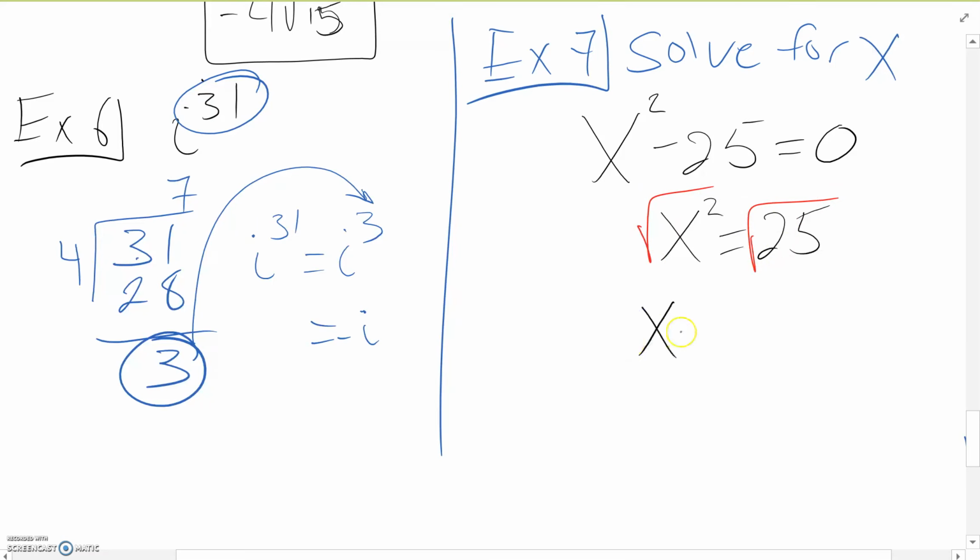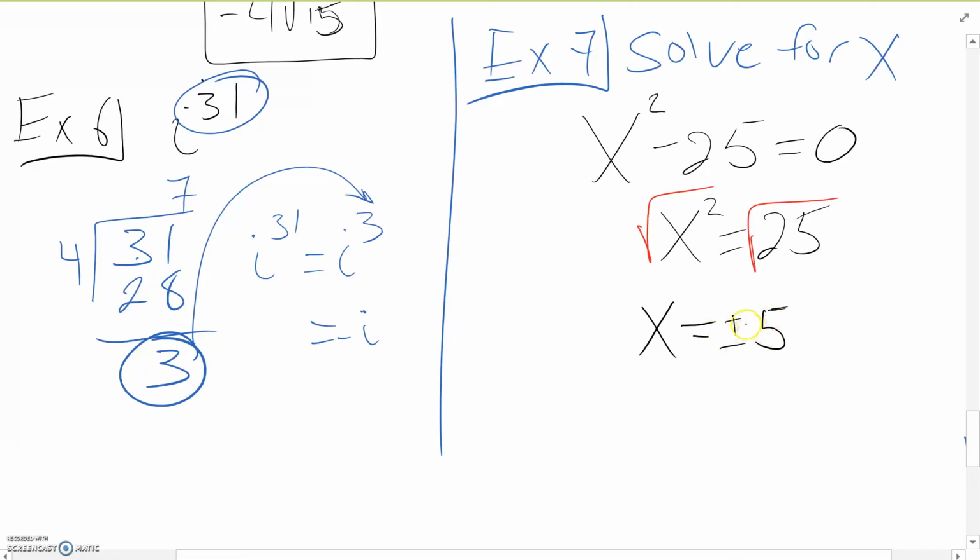And we end up with x equals, and a lot of you are going to say 5, and a lot of you are correct, but you need to have a plus or minus. When you are solving for x squared and you have to use the square root, your result must have a plus or minus in front of it. This is plus or minus 5.